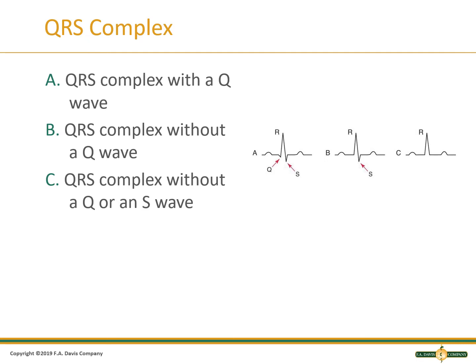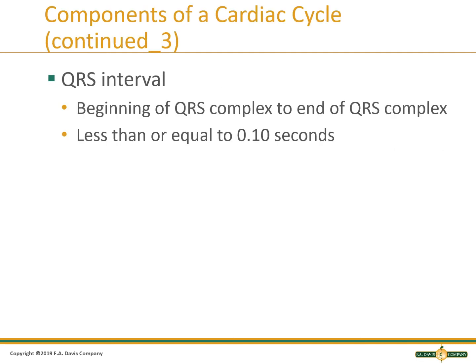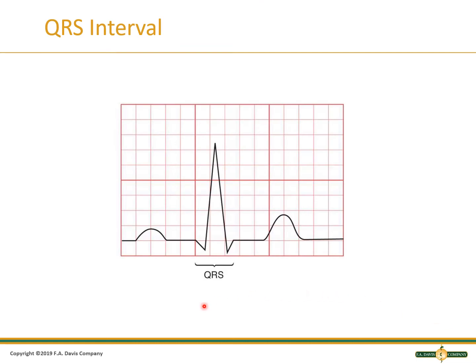In your book on page 438, there is another wave with no R component. The wave will be called QS because it is not clear whether it is Q or S. Again, the QRS interval is measured from the beginning of QRS complex to the end of QRS complex. It should be less than or equal to 0.10 seconds. In this example, the QRS complex is spread over 2.5 small squares, which equals 0.10 seconds. We multiplied 2.5 times 0.04 seconds.